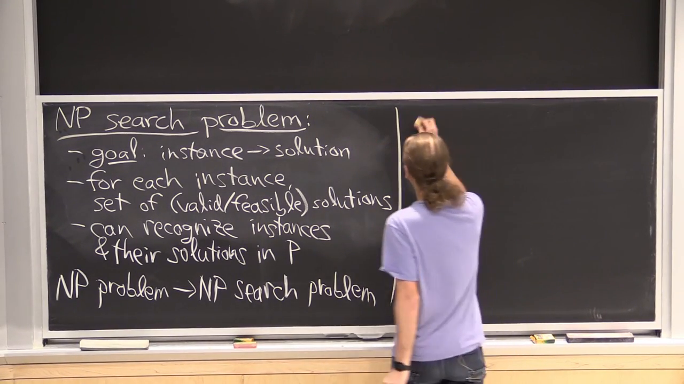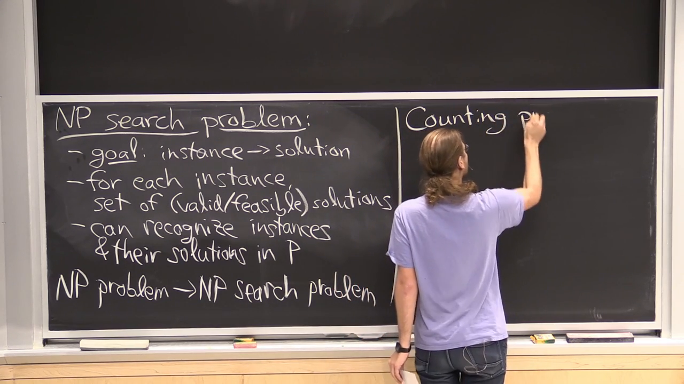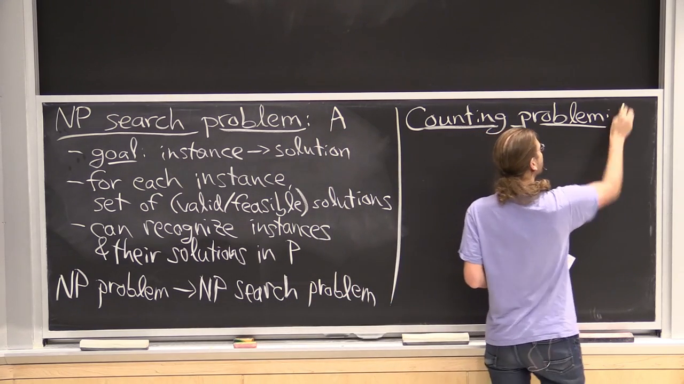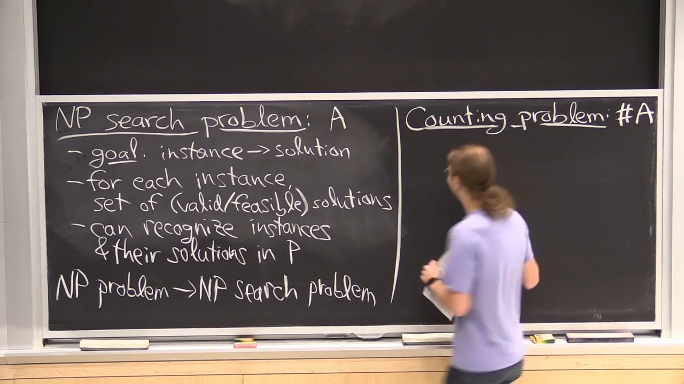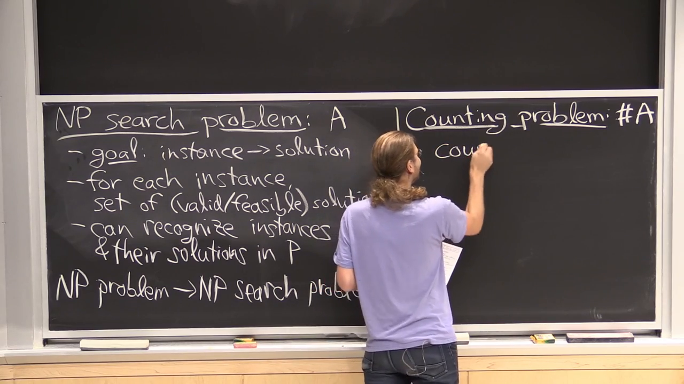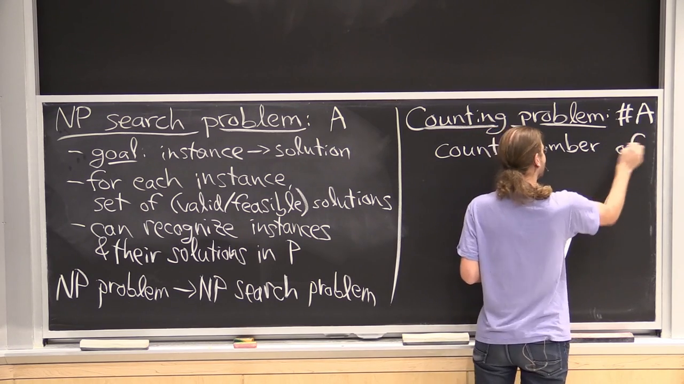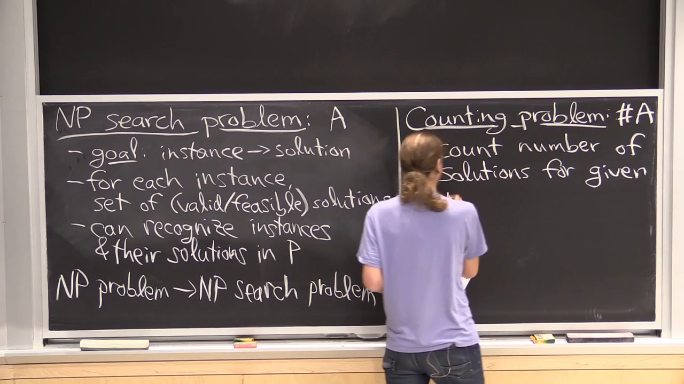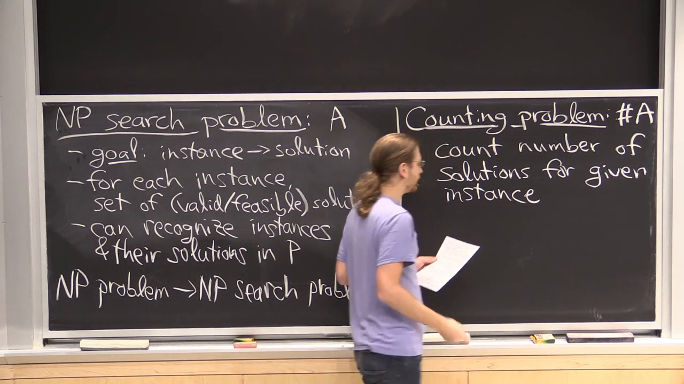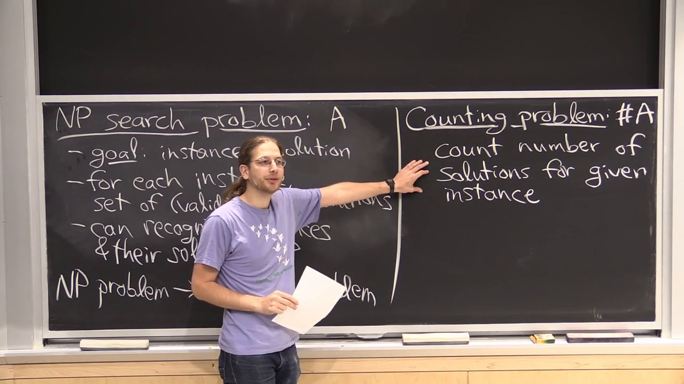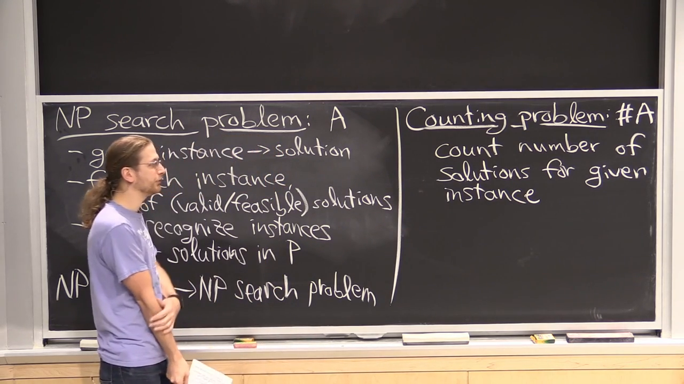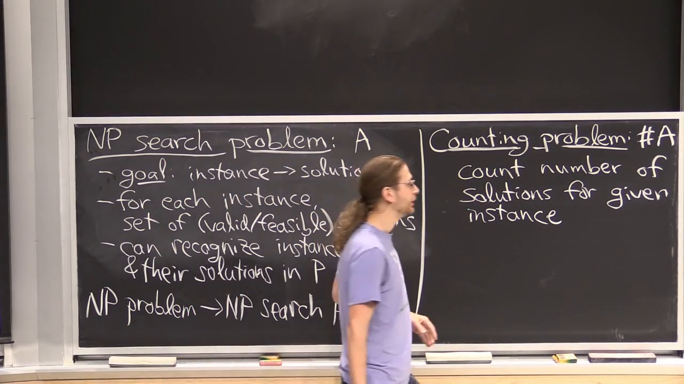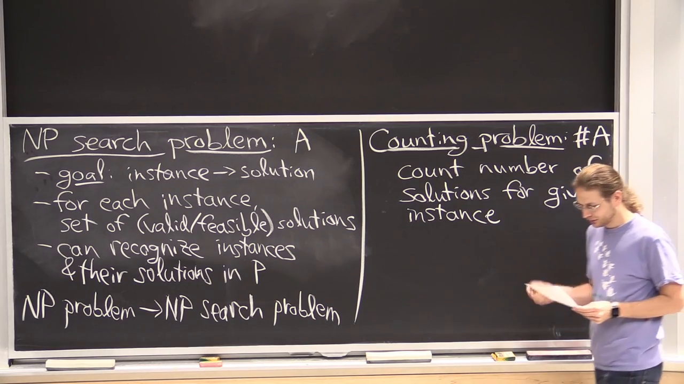All right, so given such a search problem, we turn it into a counting problem. Let's say a search problem is called A, then the counting problem will be sharp A, not hashtag A. Some people call it number A. And the problem is, count the number of solutions for a given instance. In particular, you detect whether the number is zero or not zero. So this is strictly harder in some sense than the decision problem, does there exist a solution? And we will see some problems where the search problem is polynomial, but the corresponding counting problem is actually hard. I can't say NP-hard, there's going to be a new notion of hardness.